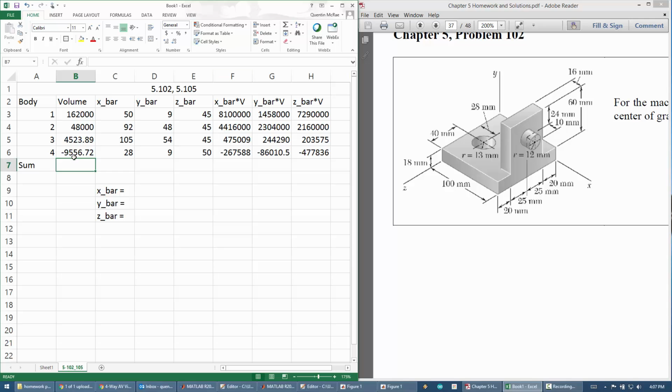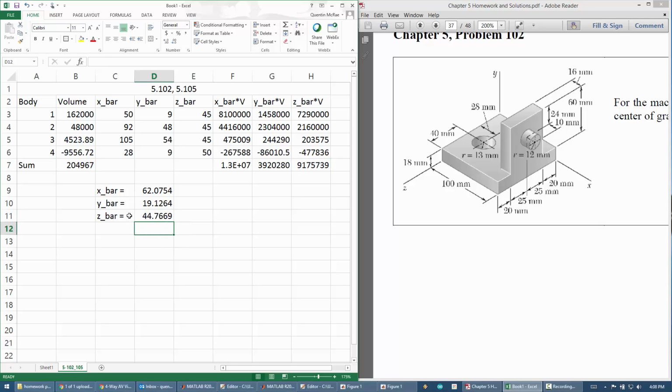We need to fill in the sums. So here we'll take this as equal to the sum of that. We'll drag this across here, and then just for giggles, so we don't confuse ourselves, we'll get rid of those because we don't care about those. And so now what is our x bar? Well, our x bar is simply that divided by the volume. Boom. Our y bar is same deal. It's equal to that divided by the volume. And our z bar is going to be equal to that divided by the volume.